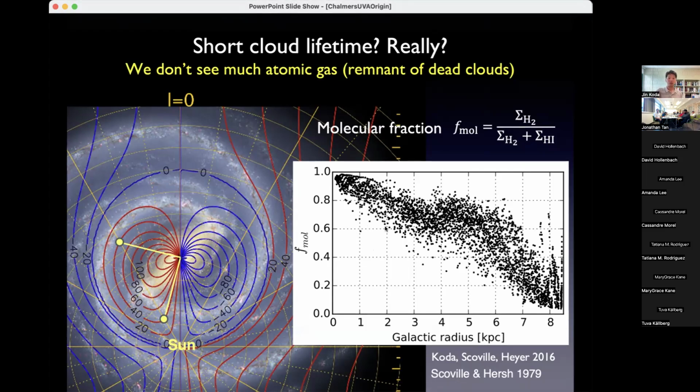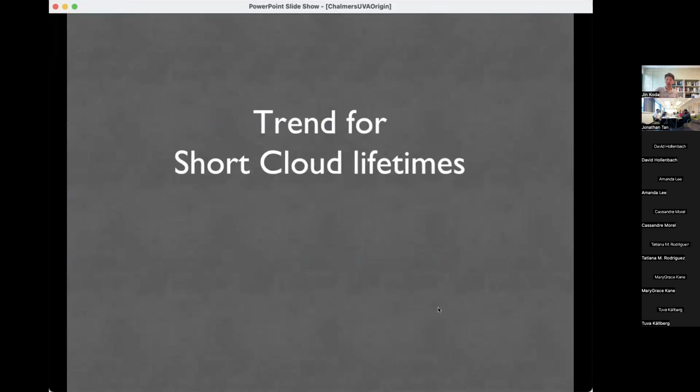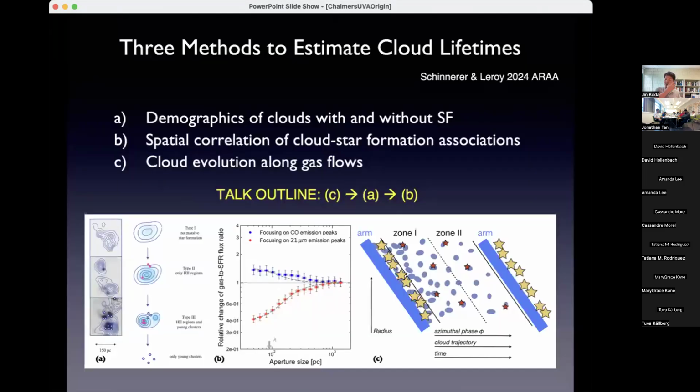And also, if you look at a single radius, the scatter is the spiral arm, inter-arm variation of molecular gas fraction. And even in inter-arm regions, the molecular gas fraction doesn't change that much, something like 20% or so. It does not go all the way down to zero, which would be the case if molecular clouds die immediately after spiral arm passage. So that I think is a very basic observational fact. We just don't see atomic gas in the inner part of the galaxy.